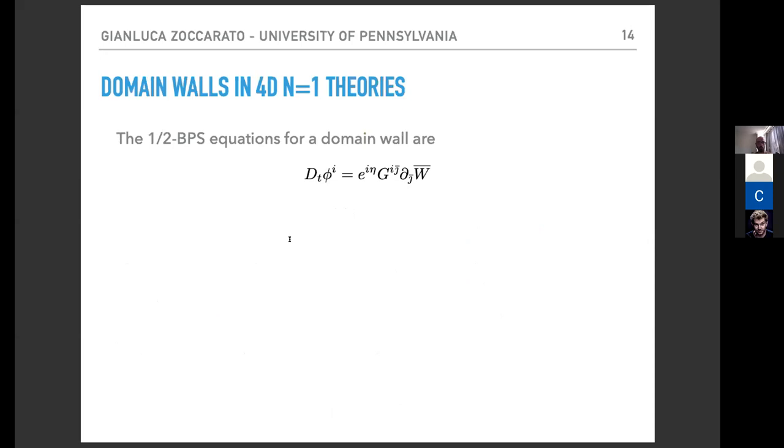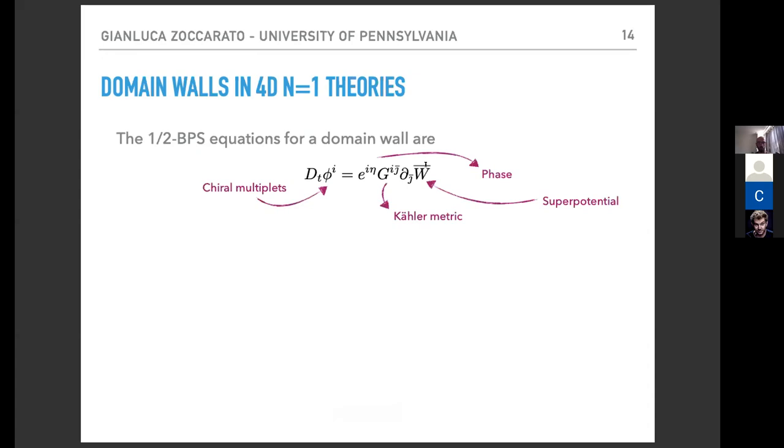So half BPS domain walls in 4D N equals 1 theories are controlled by this kind of flow equations. Here T is the direction along which the domain wall happens. And you have several ingredients. This is the set of chiral multiplets. You have the Kähler metric. The domain wall is specified in terms of a phase eta, which is constant. And the superpotential is what controls these domain walls.